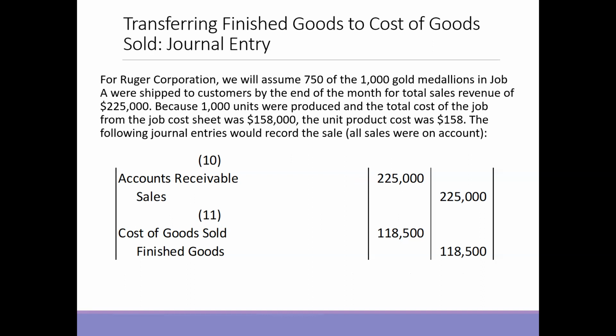So two separate transactions, one showing the sale, but corresponding, one taking them out of our finished goods and putting them into the expense account called cost of goods sold. Any questions, guys? Is this clicking a little bit?